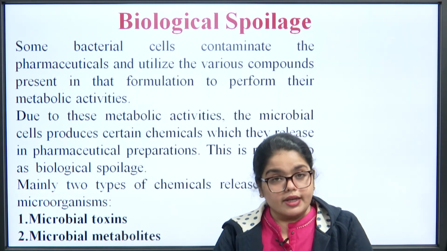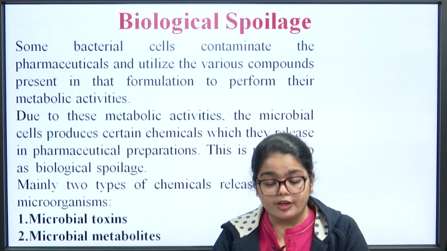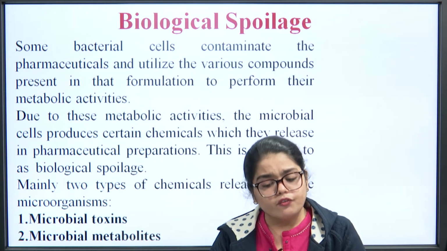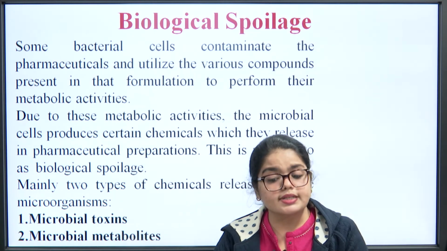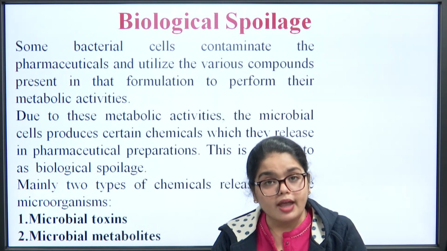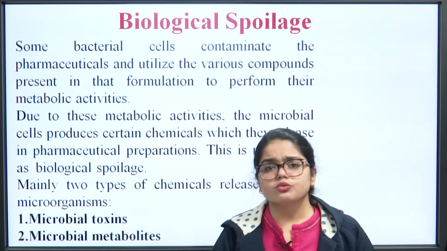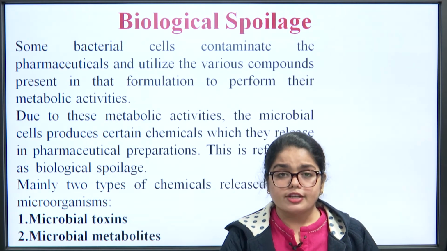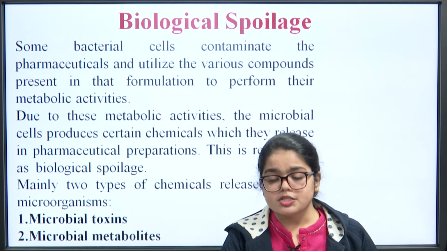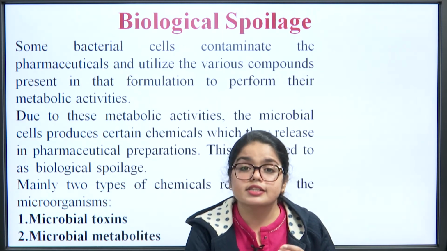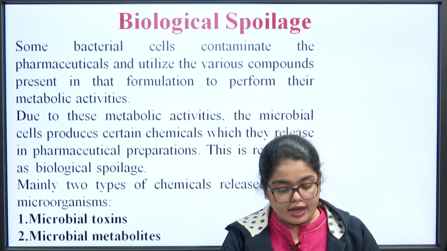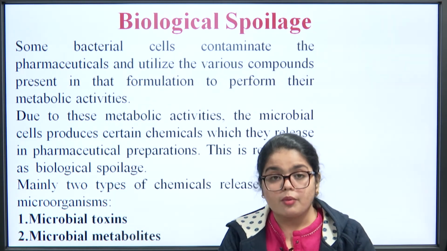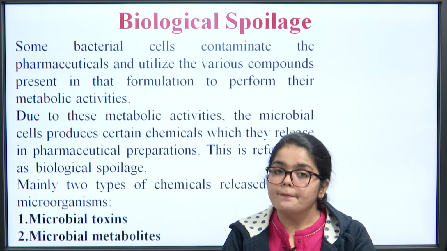Coming to the next slide, it says about the biological spoilage. Some bacterial cells contaminate the pharmaceuticals and utilize various components or compounds present in that formulation to perform their metabolic activities. It is obvious, because I have just discussed in the last slide that biological spoilage or chemical spoilage or physical spoilage are not occurring independently. If there is biological activity, it would be releasing some kind of chemicals. Those chemicals will be responsible for the changes in the physical property.